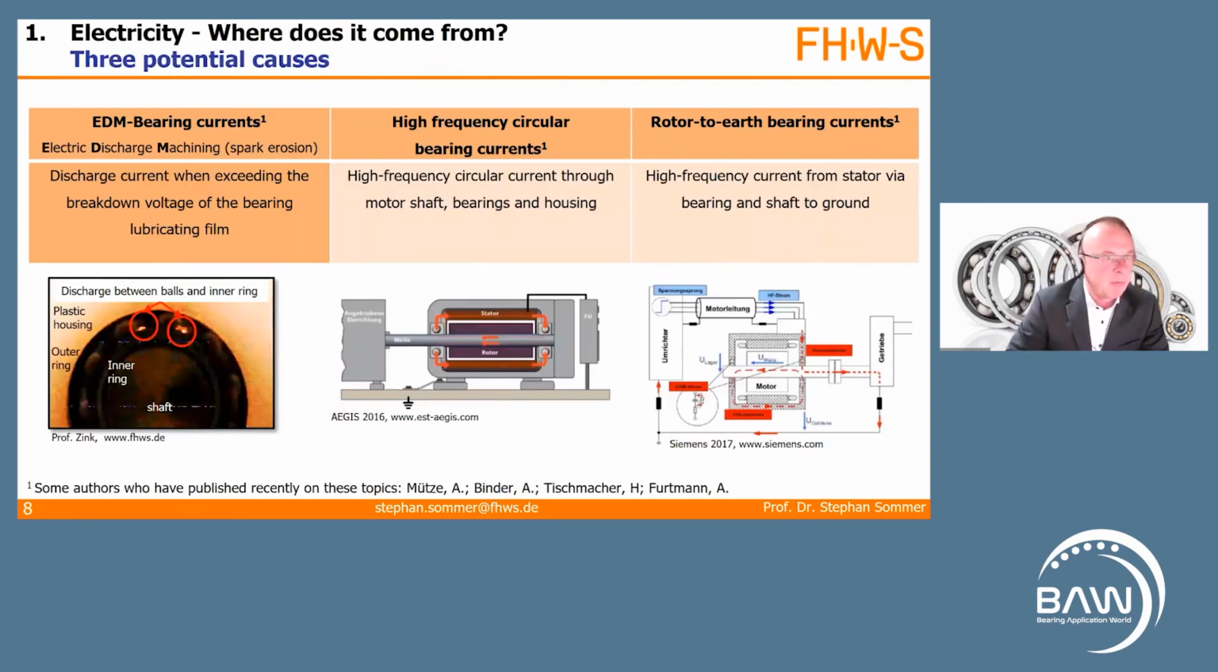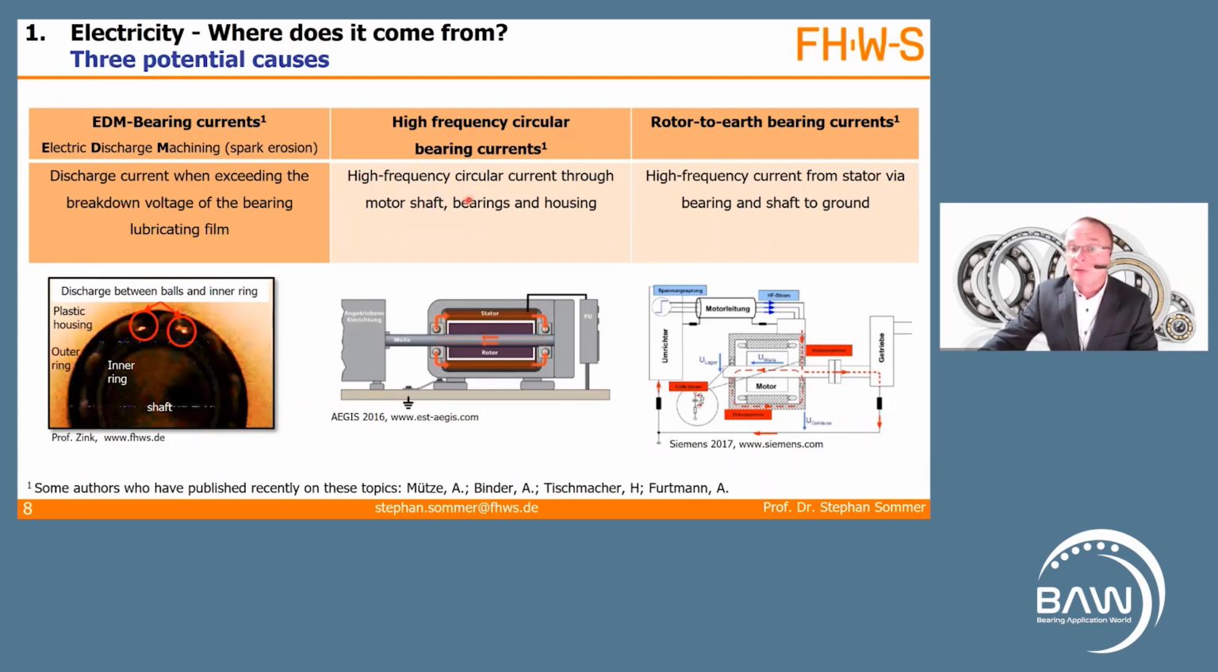To sum it up, there are three potential causes: EDM bearing currents, electric discharge machining, spark erosion, like we know from tool making. It is a discharge current when exceeding the breakdown voltage of the bearing lubrication film. Here is a little picture of Professor Sink, who is also in this bearing application world. Here is a shaft, the inner ring, the outer ring, and the plastic housing. In between there are the balls, and at the balls we have a discharge between balls and the inner ring. We put an electric voltage on the shaft, and this is what happened: discharge at the balls.